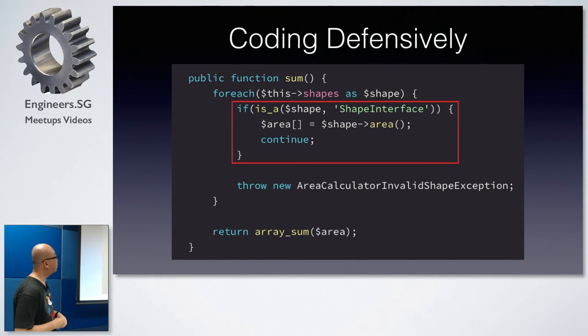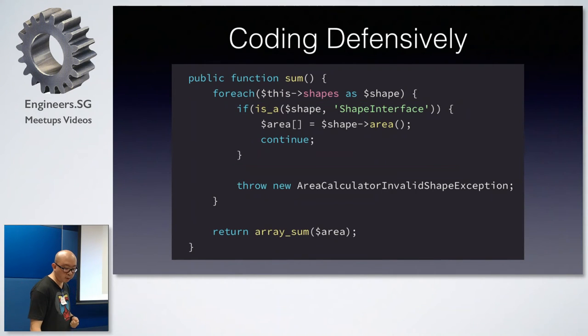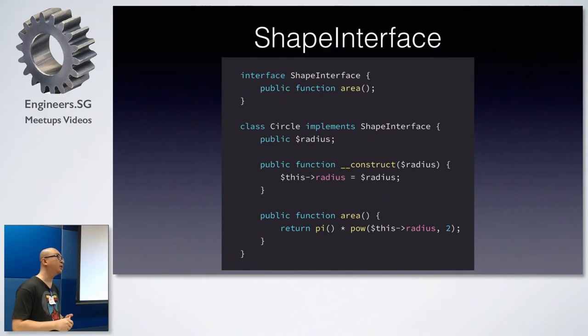The good thing about this is also that in the future, I might also need to implement something new, like say how much it costs to buy that shape, for example. Implementing a shopping cart, and you want to get the price of each of the shapes. It's a contrived example, but bear with me on that.